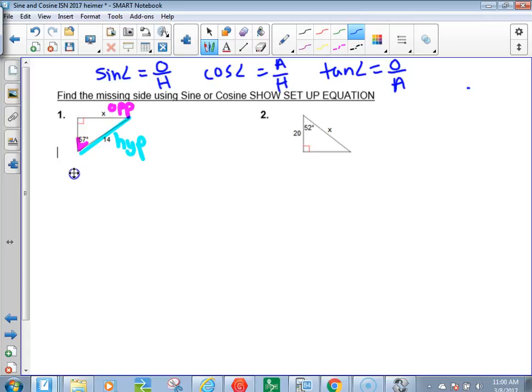So our setup would be the sine of 57. This is our equation. Equals opposite leg, which has an X on it, over the hypotenuse, which has a 14 on it. We treat it like a proportion by putting a 1 under the sine of 57. We multiply across. X times 1, that'd be 1x. And the other side, 14 times the sine of 57.